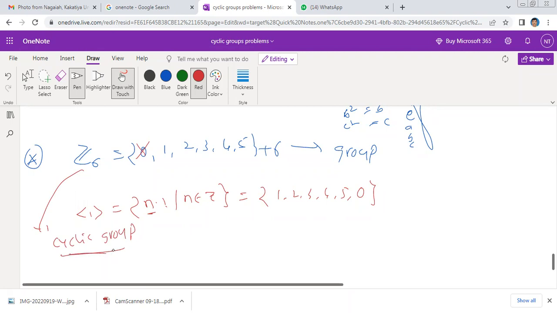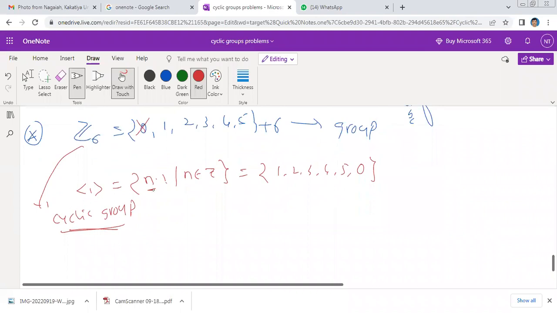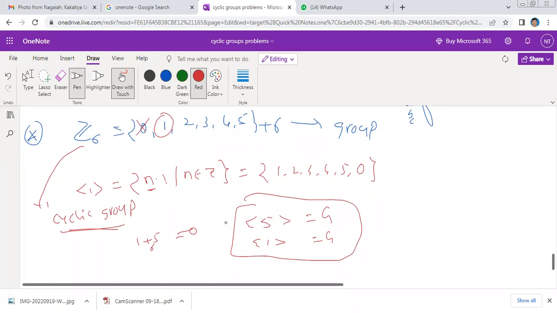It is a cyclic group. Now, how many generators are there for this group? 2, sir. Another one: 1 is a generator. What is the inverse of 1? 5. Yes, because modulo 6, this is equal to 0. So 5 also generates G. So 1 generates G. These two are the generators.